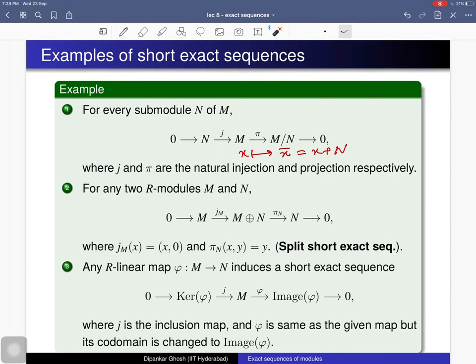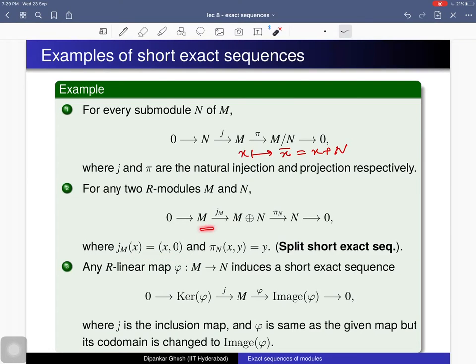Okay. So, all short exact sequences, up to isomorphism, look like this. The second example: you consider two R-modules M and N, then you can consider their direct sum. From M to M direct sum N, you have a natural injective map, namely x goes to (x, 0).